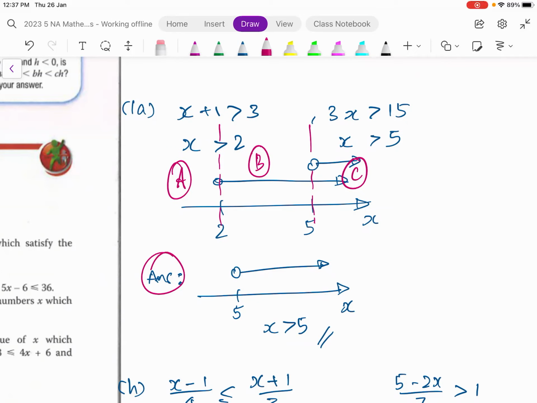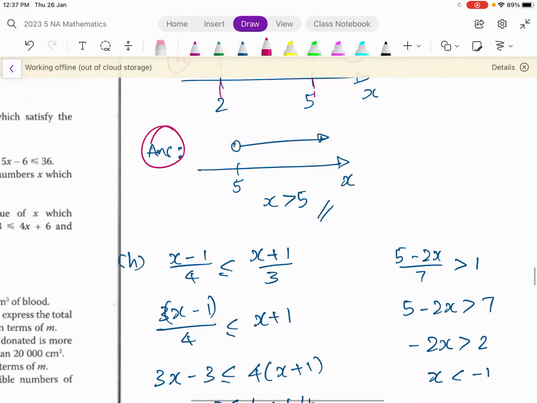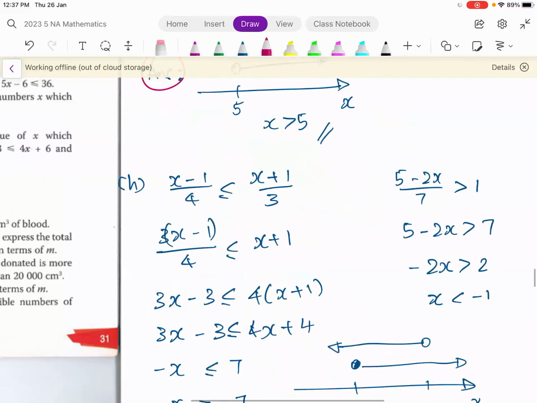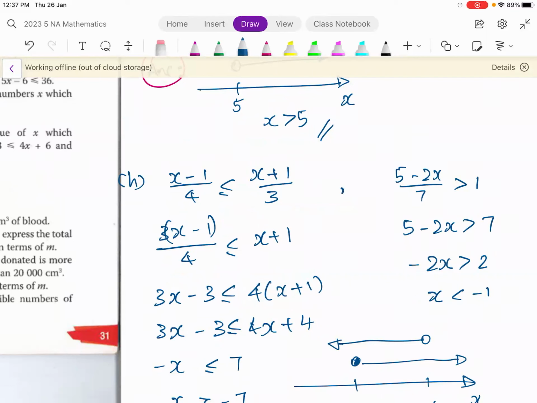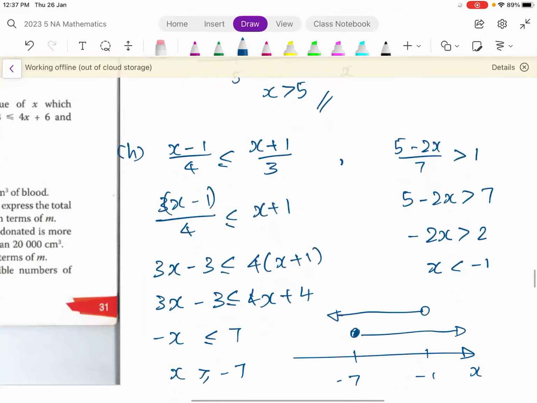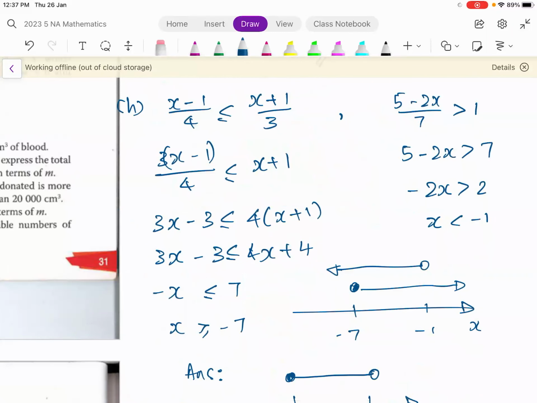Okay, anybody needs more time for this? Should be right. Okay, then 1H. So 1H, we've got 2 inequalities again. Again, I work on them independently. Top down, I get 2 solutions. Okay, the first one says that x is greater than or equal to -7. The other inequality solution shows x is less than -1.